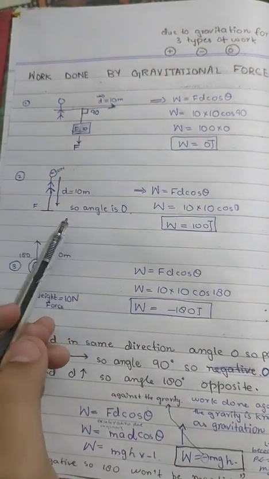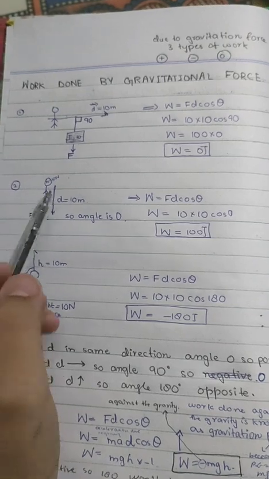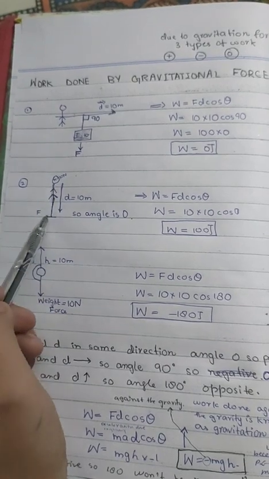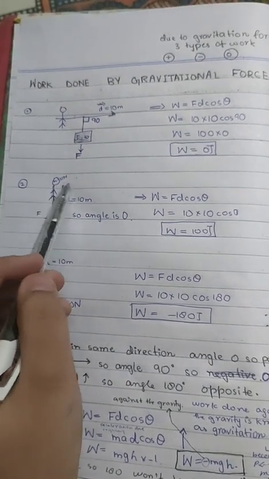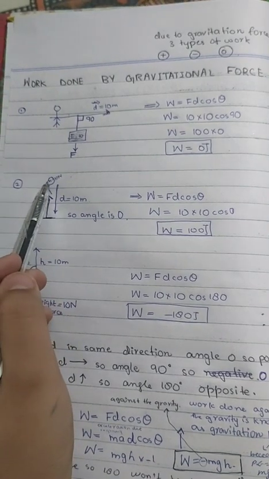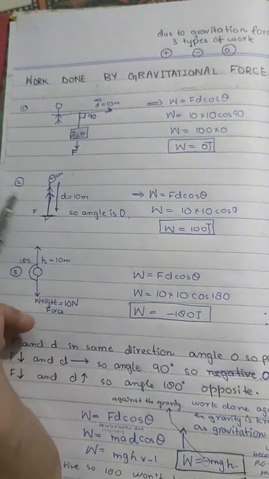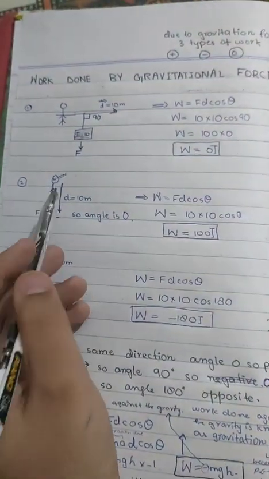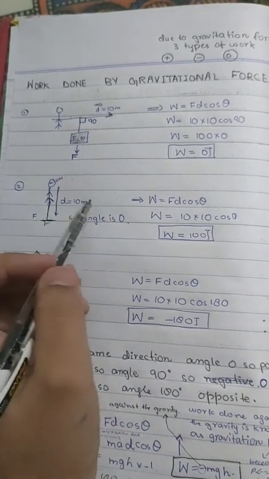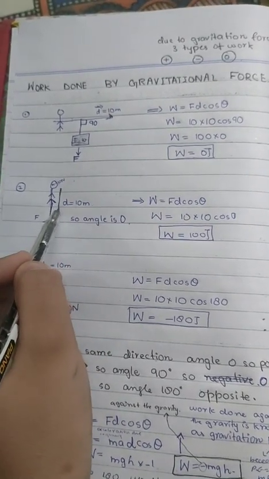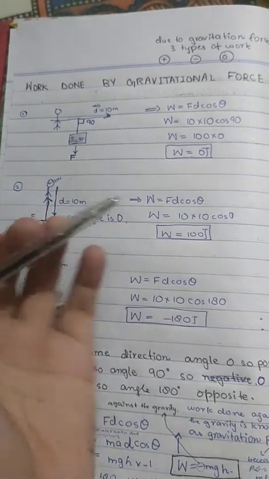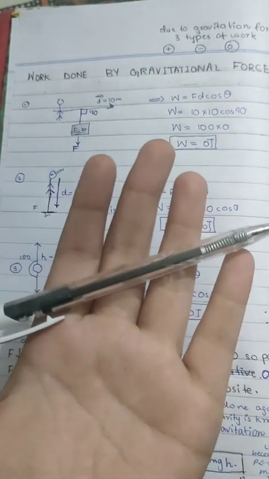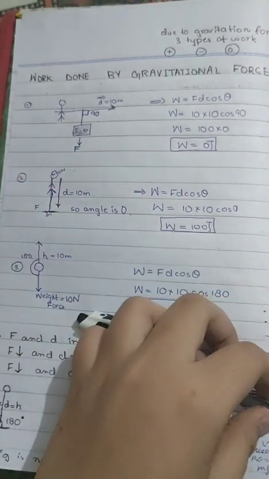Let's move towards the second diagram. Here we have a force of 10 Newton applied towards the ground. Like I am holding this pen, the pen's force is in the downward direction, and the displacement is also in the downward direction. Gravity, or force, is downward, and if I throw it, it will also go in the downward direction.